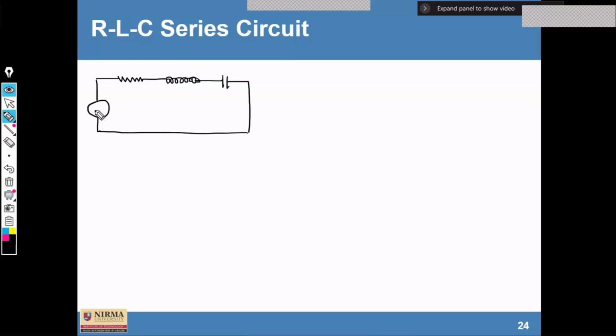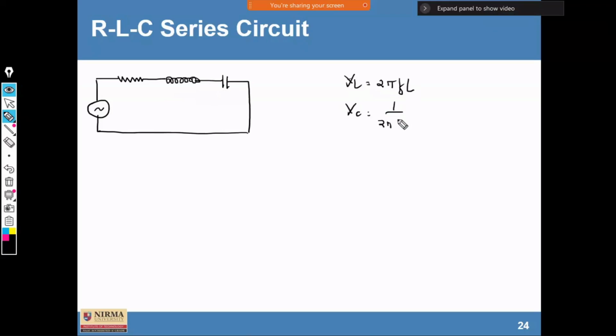But now there are simultaneously two other passive elements connected in series, and both are dependent on frequency, because we know that here it is XL and here it is XC. So XL is 2 pi F L and XC is 1 upon 2 pi F C. Now these two terms are dependent on the frequency. So based on this frequency, we are going to have three different conditions which we are going to discuss today.